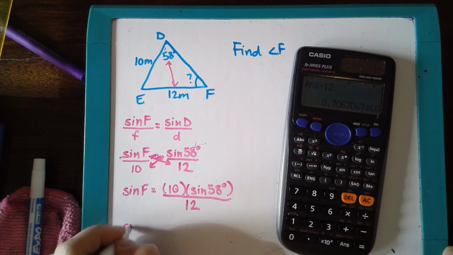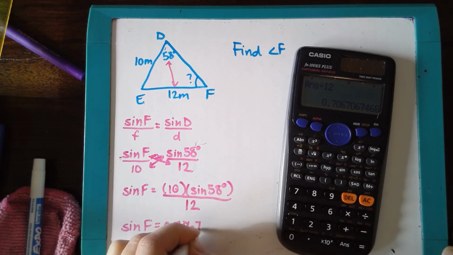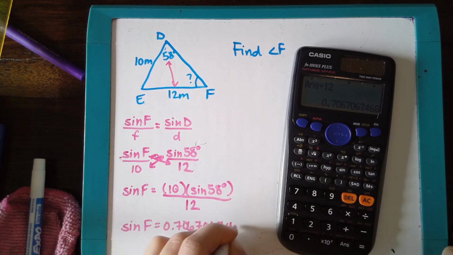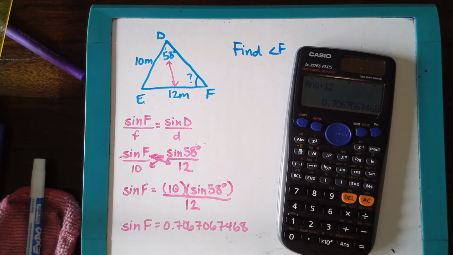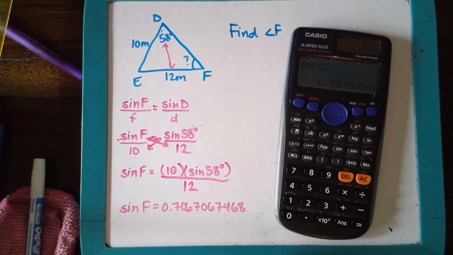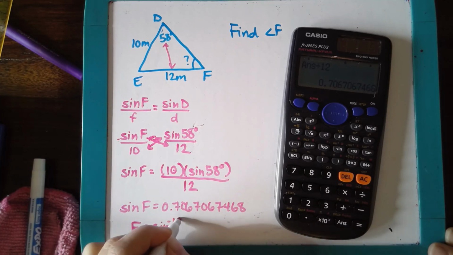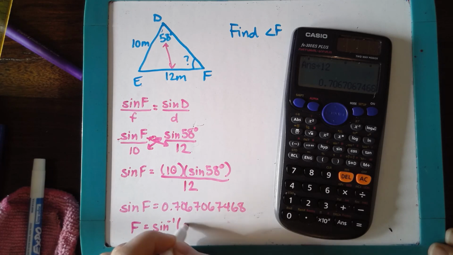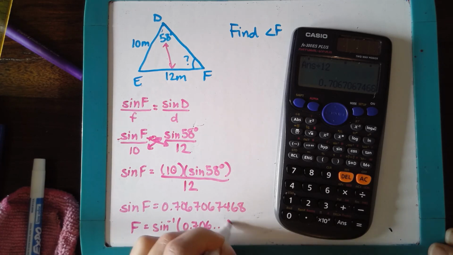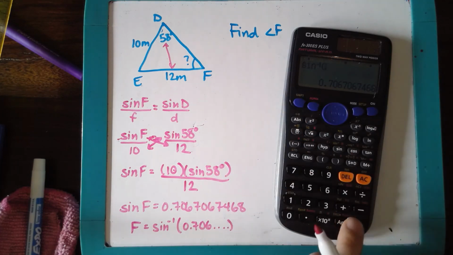And sine f equals 0.7067067467468, and it goes on and on, but this is what our calculator gave us. We're not solving for sine f, we want to solve for f. So f is going to be the inverse sine of all of that stuff up there. Keep it all in your calculator, and at this point just go inverse sine, and for me, my calculator wants me to use the answer key.